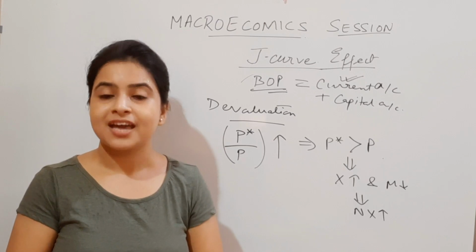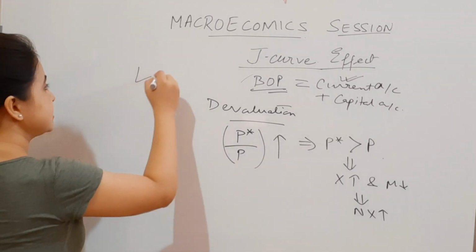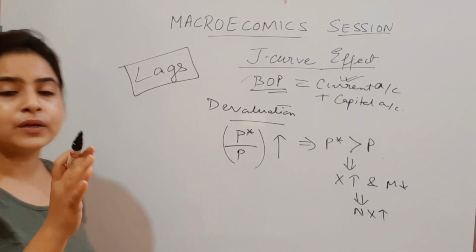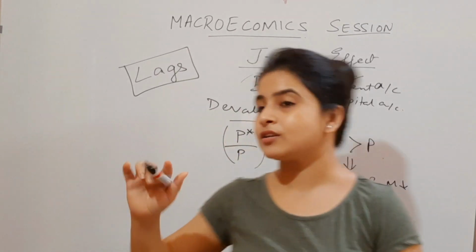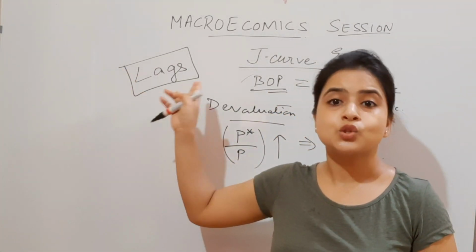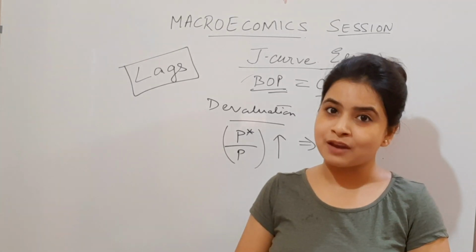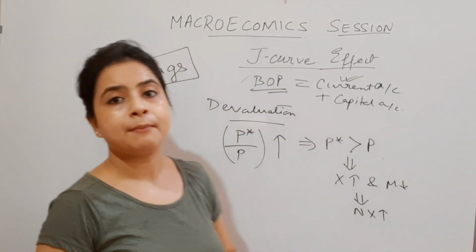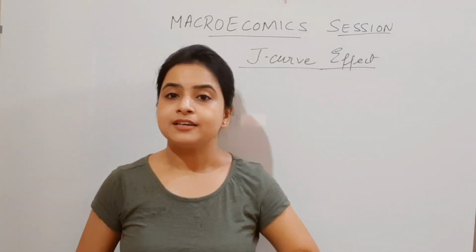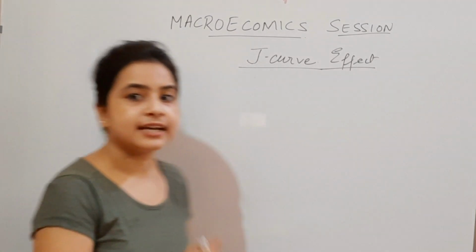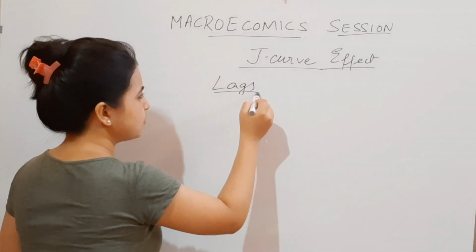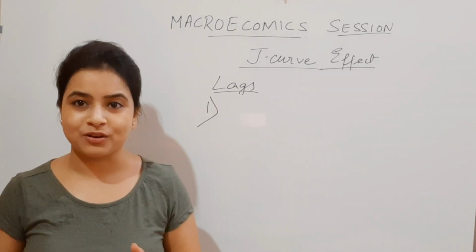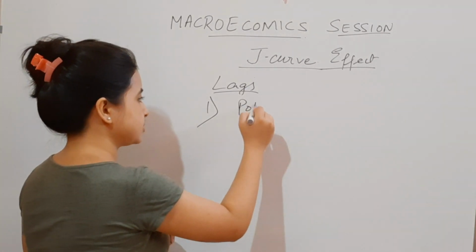It takes time. There are what is known as lags in any economy. It doesn't matter whether that economy is developed or not, there will be lags. Due to the presence of lags, we have to understand these lags first, and then we will be able to explain the J-curve effect. Since I was mentioning lags in our economy, what type of lags? Number one type of lag can be in forming policies. So, policy formation.